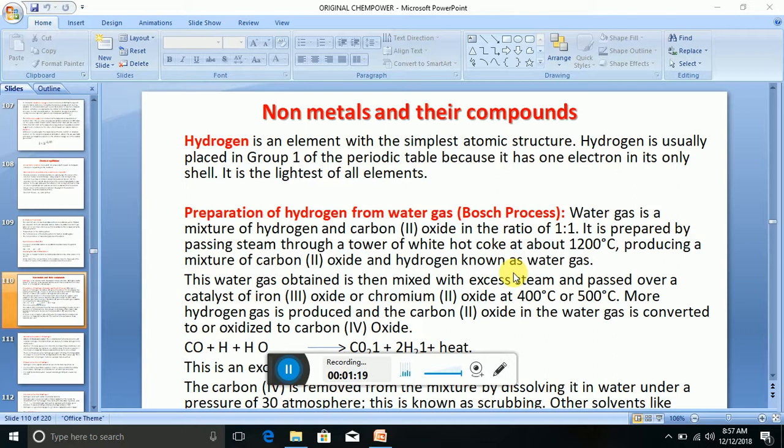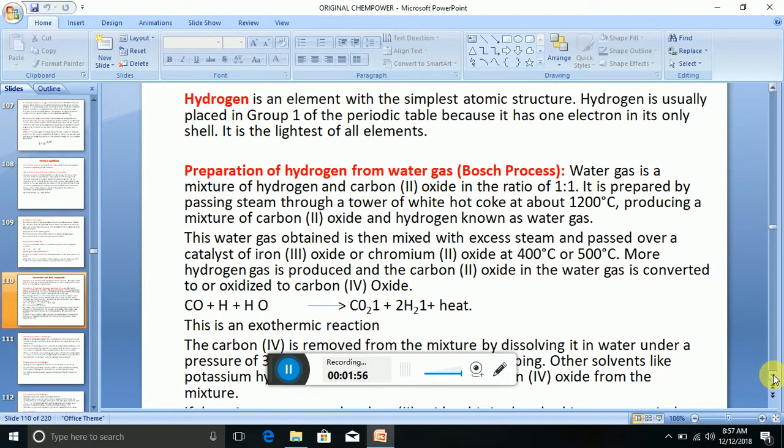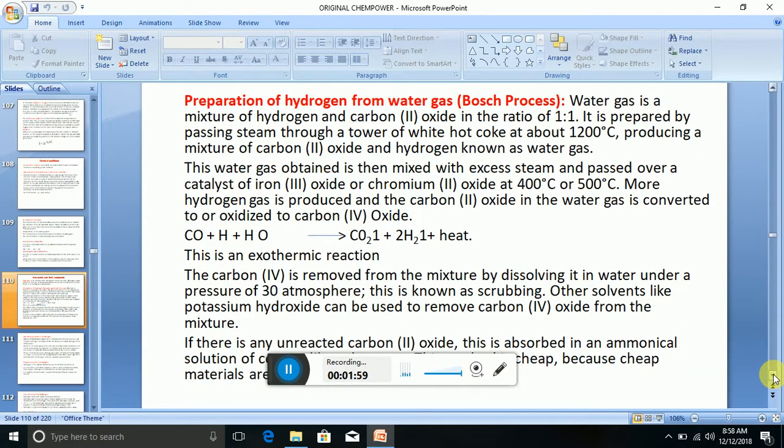This water gas obtained is then mixed with excess steam and passed over a catalyst of iron(III) oxide or chromium(II) oxide at 400 degrees Celsius or 500 degrees Celsius. More hydrogen gas is produced and the carbon(II) oxide in the water gas is converted, or oxidized, to carbon(IV) oxide. This is an exothermic reaction.